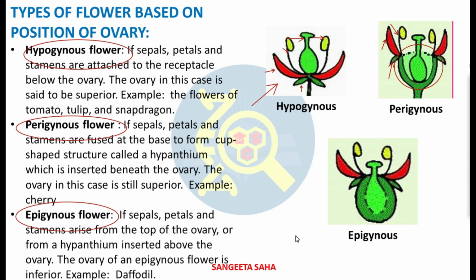Coming to epigynous flower, here the sepals, petals and the stamens appear to be attached to the upper part of the ovary due to the fusion of the cup-like structure, and the ovaries here are said to be inferior. Such type of flower is seen in daffodil.